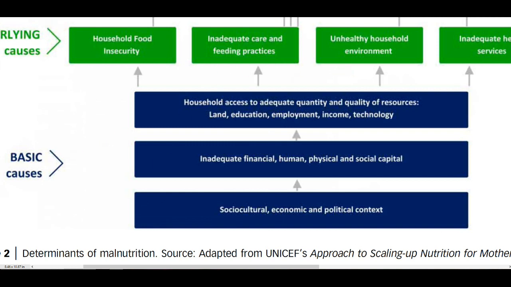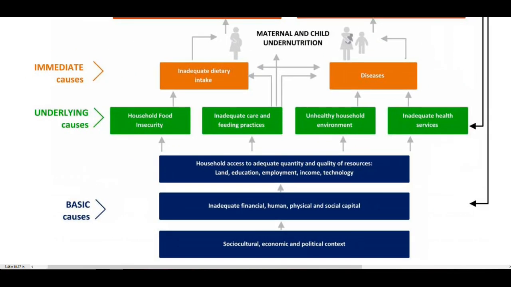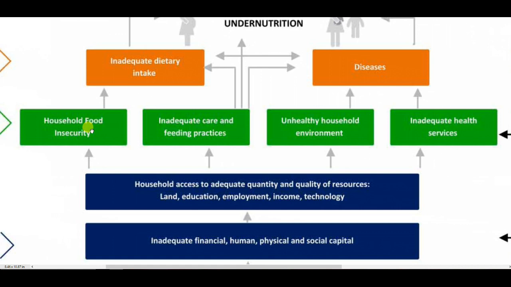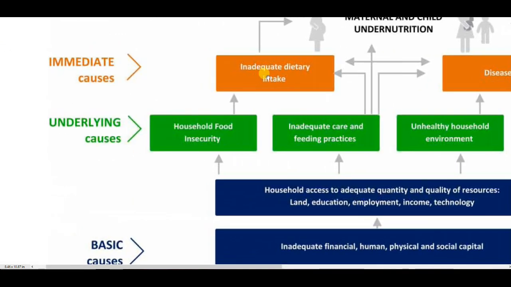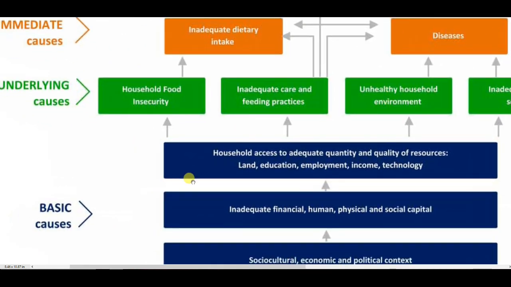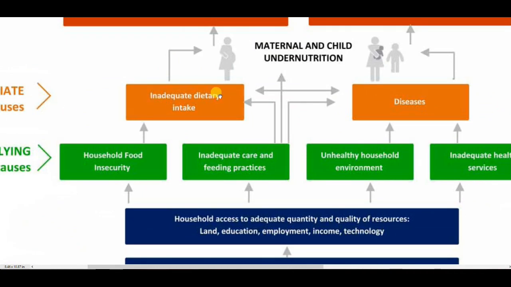What are the underlying causes? These are the underlying causes. Let me zoom in a little bit more. These include household food insecurity, inadequate care and feeding practices, unhealthy household environment, and inadequate health services. So our analysis regression framework is concentrating on these 6 boxes. The ones in dark orange color are immediate causes. So the basic causes are actually behind underlying causes, and underlying causes are behind immediate causes. And after immediate causes, they directly affect the children and mothers to have serious undernutrition effects.